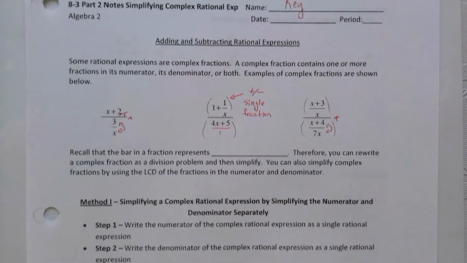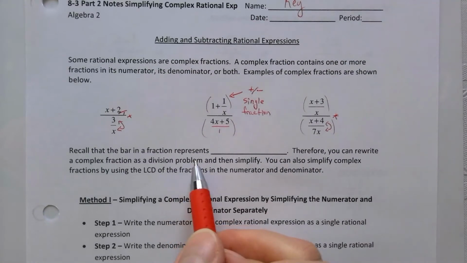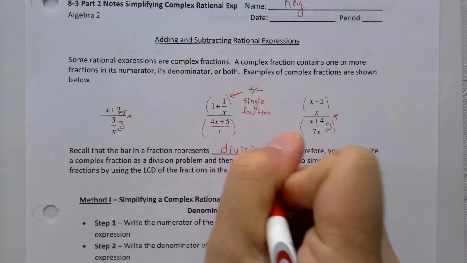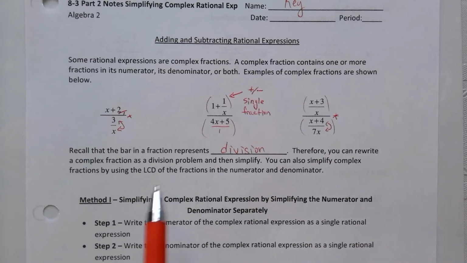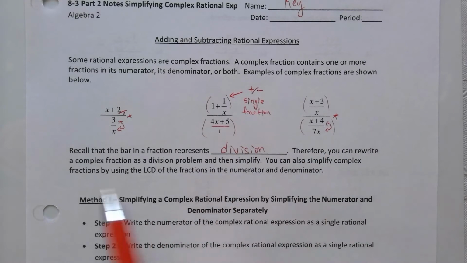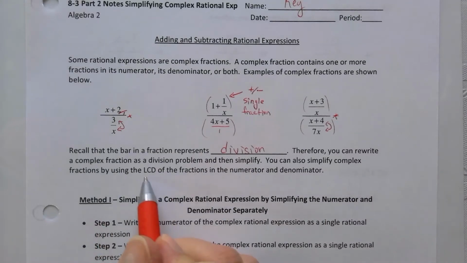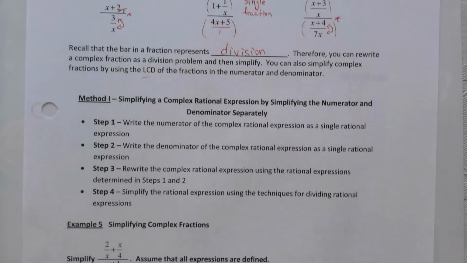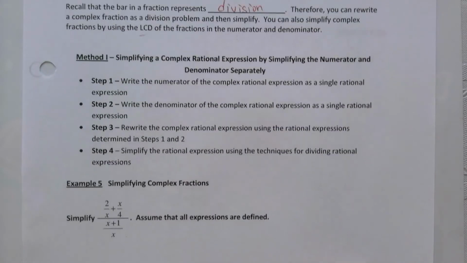Okay. So recall that the bar in a fraction represents division, so we know that, we've visited that. And then you can rewrite a complex fraction as a division problem and then simplify it. You can also simplify complex fractions by using the least common denominator of the fractions in the numerator and in the denominator. So there are some different methods here, and it's up to you what you do.